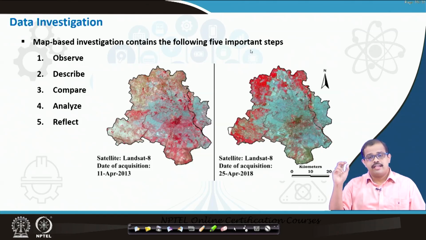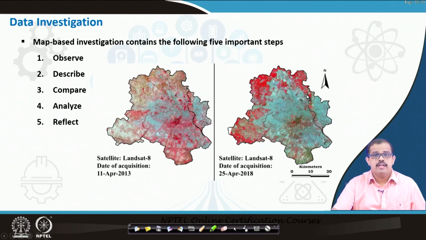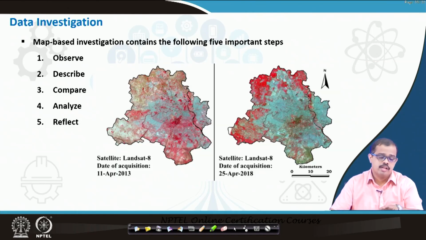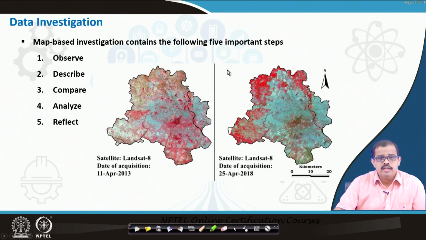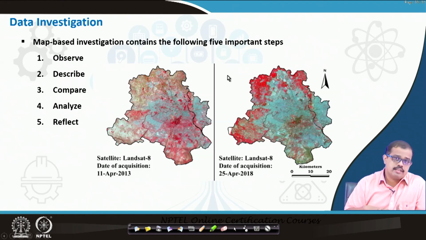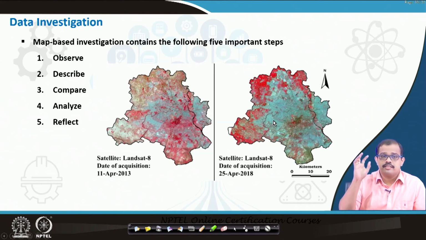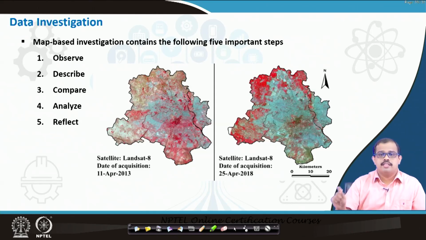When we are looking at the characteristics of the spectral reflectivity, based on that you create a composite data, which is being represented here. If someone wants to understand how it is done, I would suggest taking up a remote sensing course, but as of now just understand this is a composite image. Based on what kind of composite has been defined, we can understand what properties it is referring to. That is how we observe. That's the first step of understanding any map based investigation.